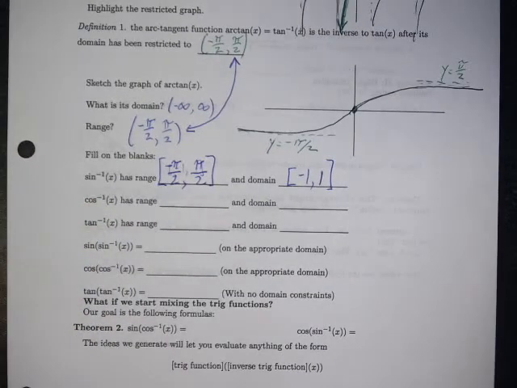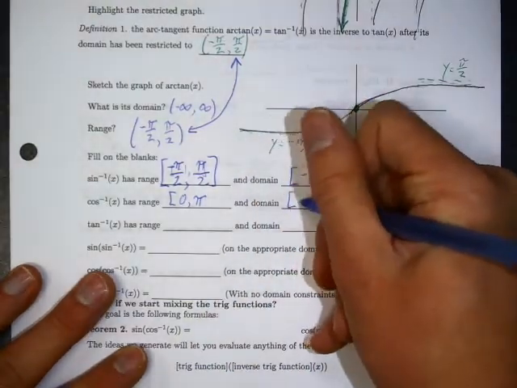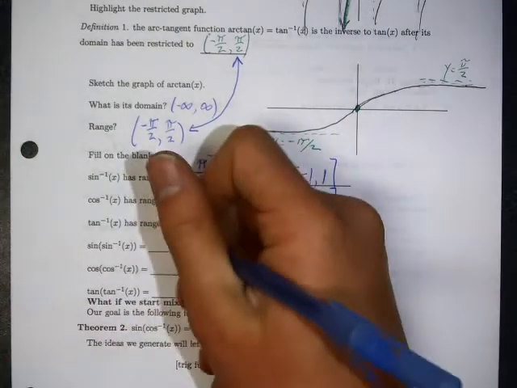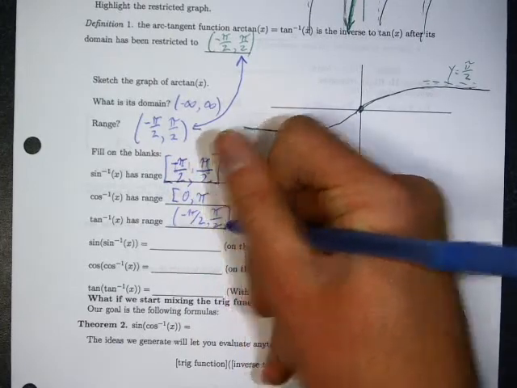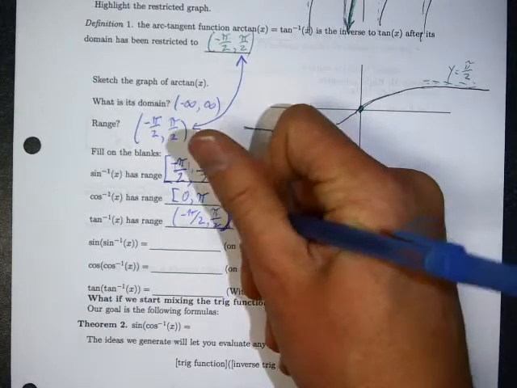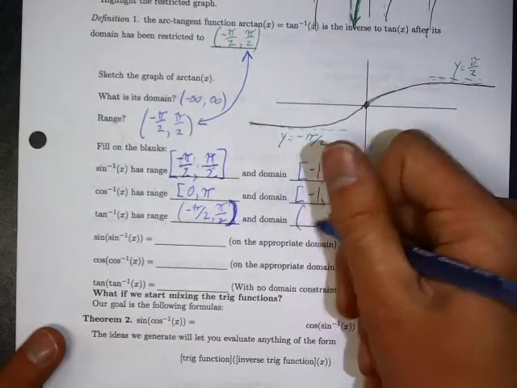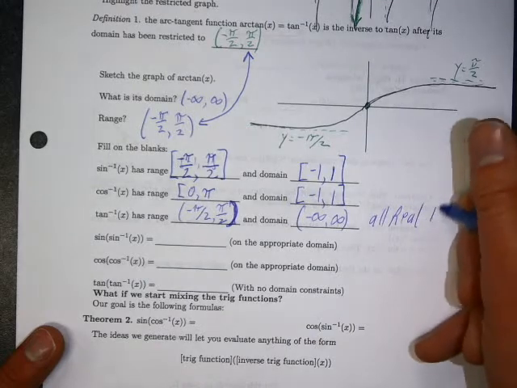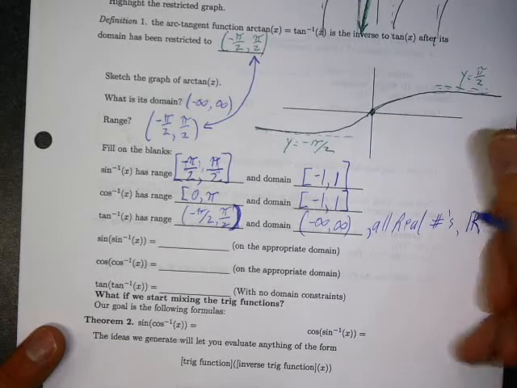Inverse cosine. The range of inverse cosine is 0 to pi. What is its domain? Negative 1 to 1. Inverse tangent has a range. Oh, and that's exclusive. And what is its domain? All real numbers. Pick your favorite way of indicating that.